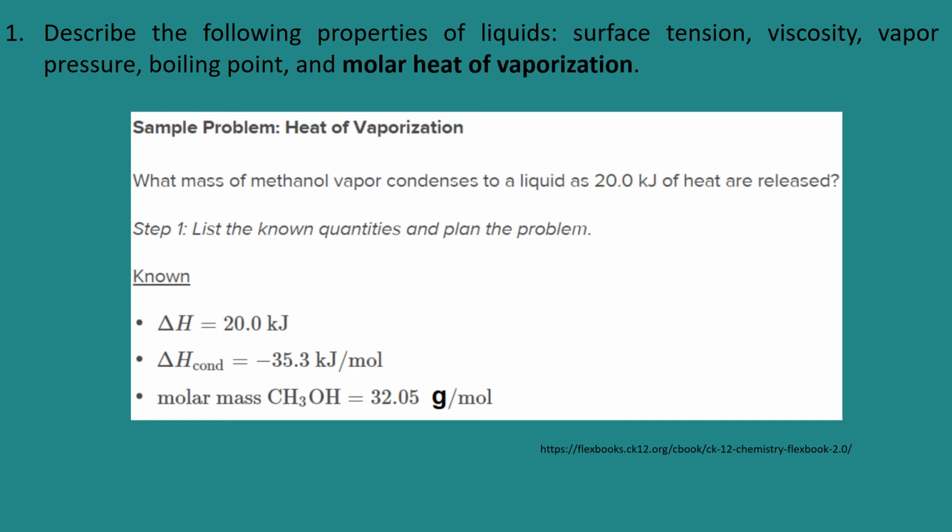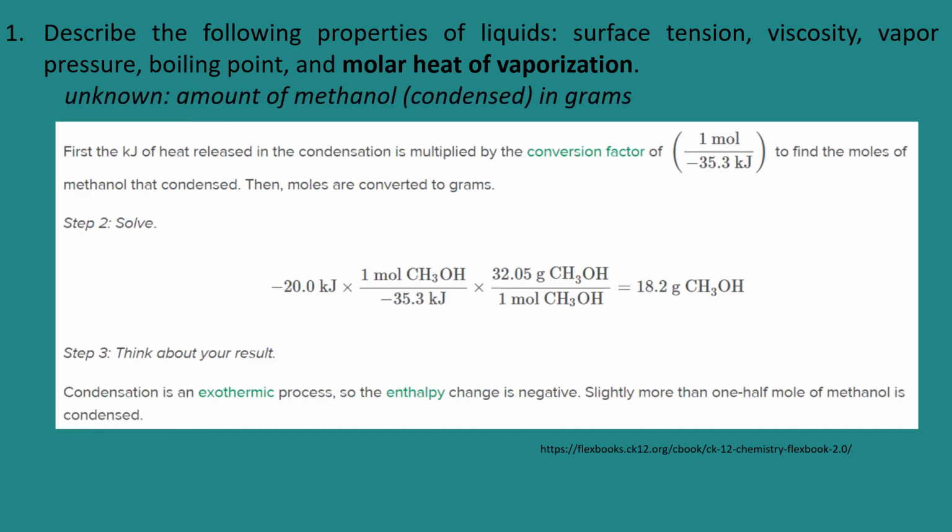For the molar mass, the molecular formula of methanol is CH3OH. So just add the atomic mass of carbon and 4 hydrogens plus 1 oxygen, that's equal to 32.05 grams per mole, or the molar mass of methanol. So for the unknown, we are looking for the amount of methanol condensed in grams.